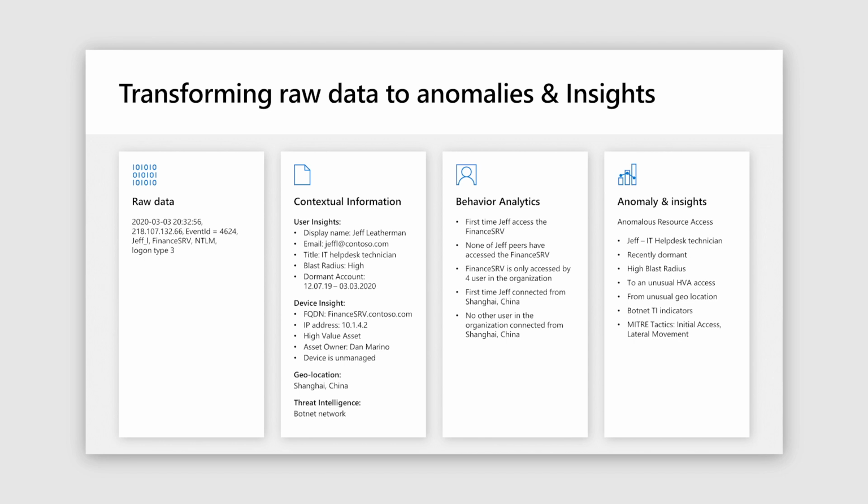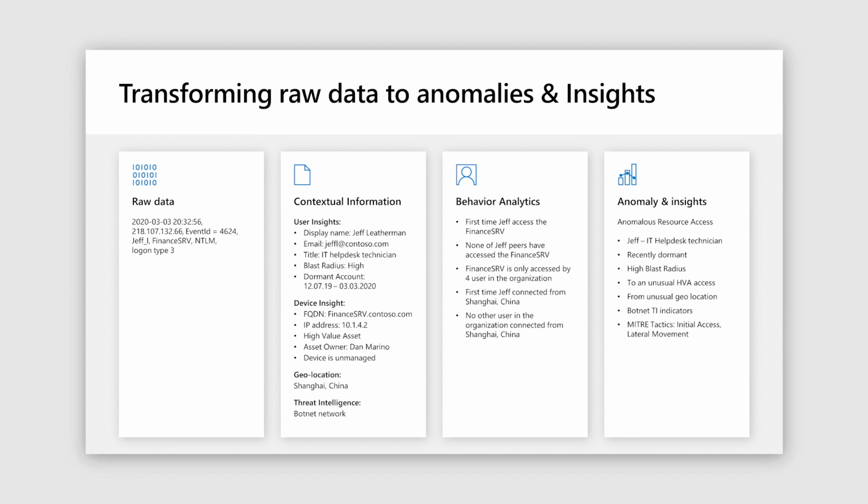By seeing the context, the SecOps analysts get a better understanding of what's happening. Now let's add some more behavioral information. In our case, this is the first time Jeff accessed the finance SRV, none of his peers access it, and this is the first time Jeff is connected from China, and no other user in the org is connected from China before. By having the contextual and the behavioral information, the SecOps get a clearer picture of what happened.